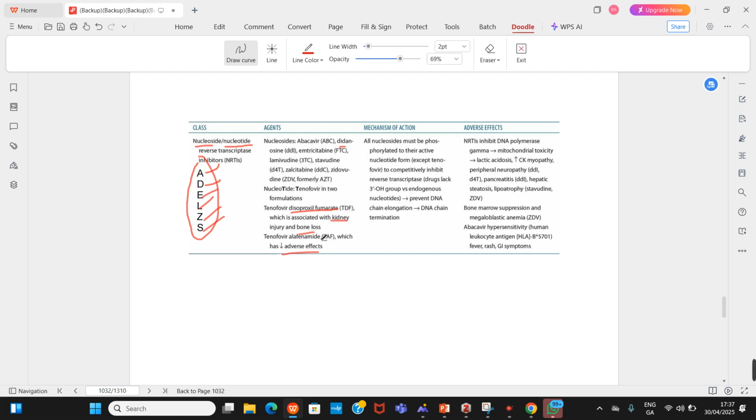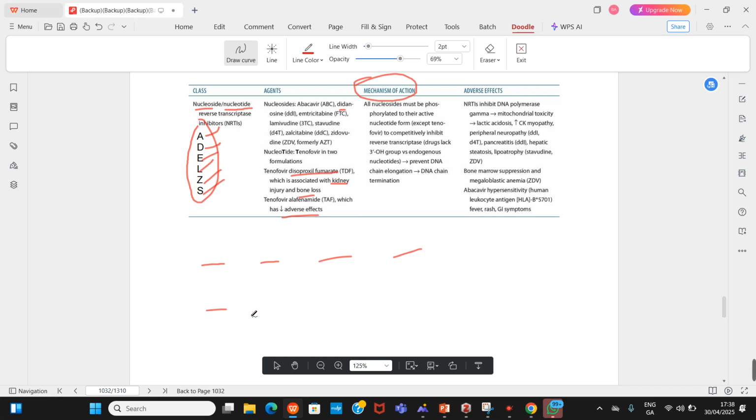How do they work? Step 3. I don't think they can ask us the mechanism of action of any drug in Step 2, but still very relevant for our Step 3. We know that they are reverse transcriptase inhibitors. So what they do is that they are going to mimic nucleotides. You know that the action of reverse transcriptase is to convert RNA to DNA. So these are the RNA, and it will now be forming a complementary DNA strand like this. And the only way it can achieve it is by putting in nucleotides.